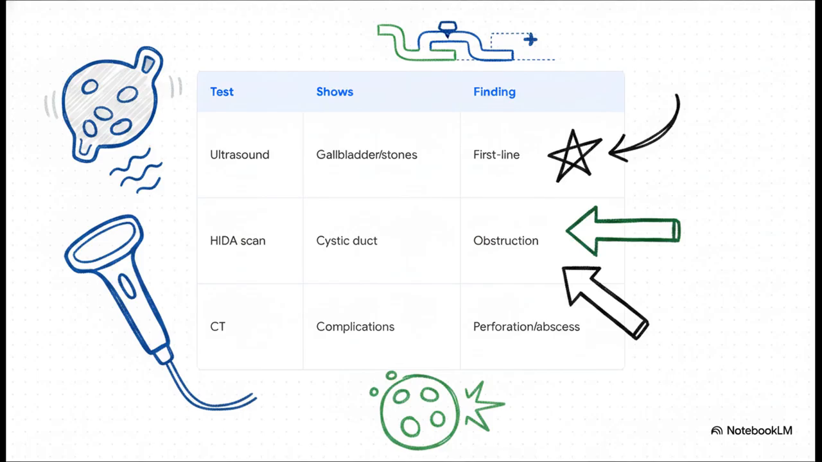Now a HIDA scan, that checks the patency of the cystic duct. Basically, if the gallbladder doesn't fill up with the radioactive tracer, you've got an obstruction. And finally, a CT scan is primarily used if we suspect severe complications like an abscess or perforation. But remember, always pick ultrasound first.